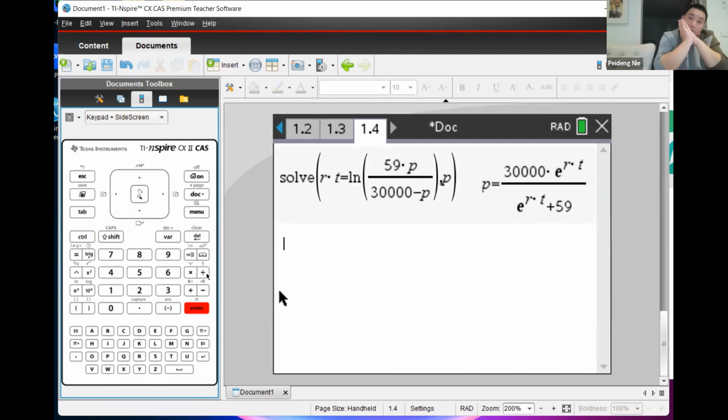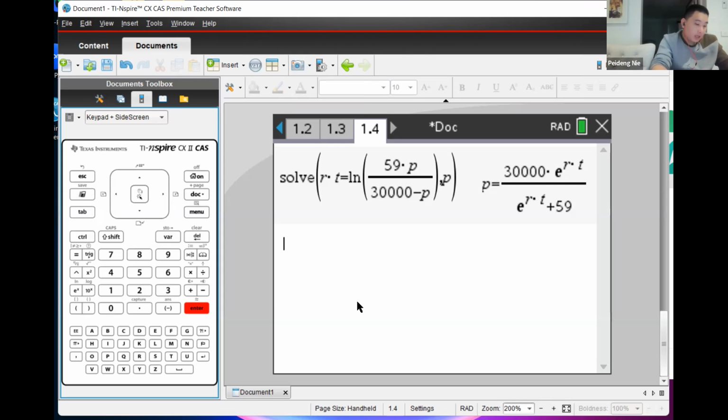So the answer is 30,000 times e to the power of RT divided by e to the power RT plus 59, okay? So that is your solution. Function P as a function of T, okay? Just write that down. And then the next part carries on.